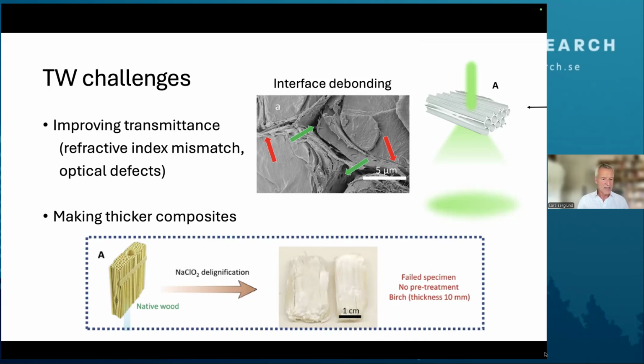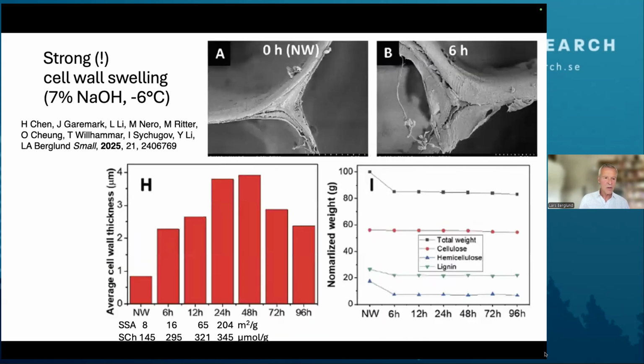The other problem is to make thick composites. You can imagine if you delignify wood, it's not uncommon that you make pulp fibers on the surface, whereas the core of your wood specimen is not treated at all. So how can we address this problem? How could we make thicker composites? Well, cell wall swelling should be the goal.